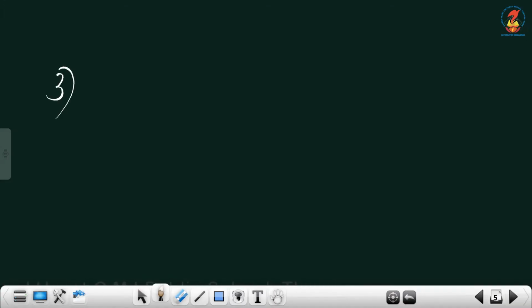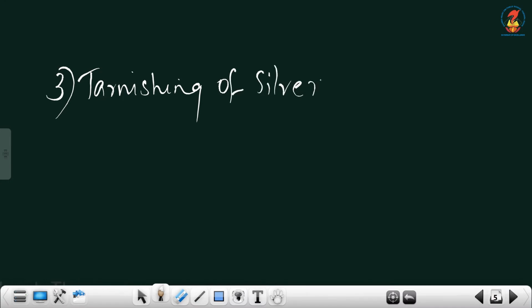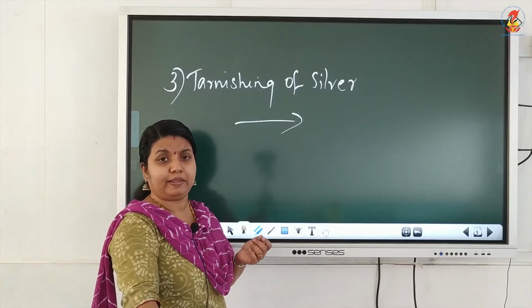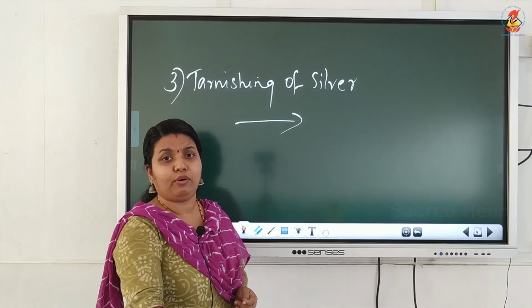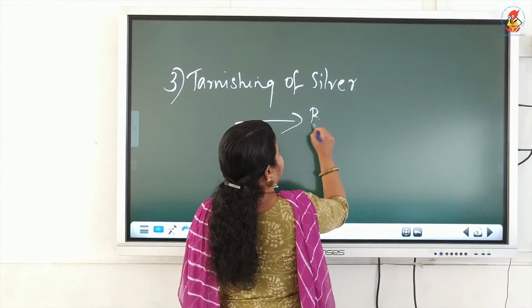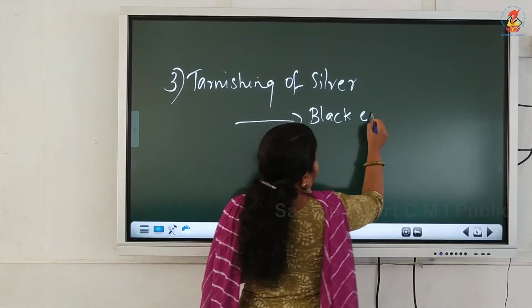Then third example is, the name of the phenomenon is again tarnishing. Here the equation you need not learn, tarnishing of silver. We all are familiar with silver ornaments like silver chains, earrings, anklets, etc. So when they are exposed to polluted air for a long time, a black coating can be seen on their surface.